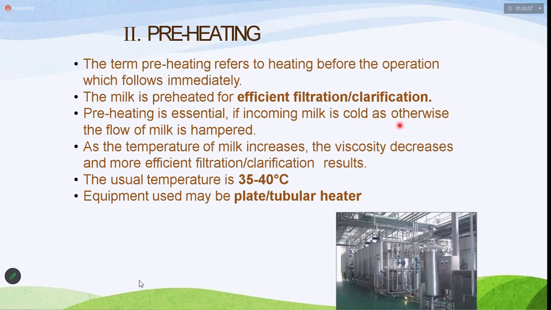Once you think about those milk operations, the second part, after the platform test, we select which milk to preheat. The term preheating refers to the heating before the operations which follow immediately. The initial microbial load is destroyed by preheating. At the same time, it helps efficient filtration.